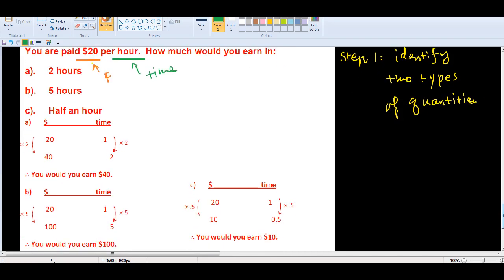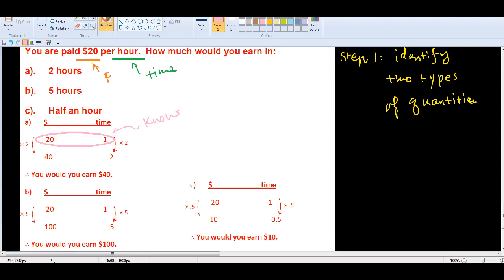In a double line method, you will write your answer like this. First, you need to identify the two quantities: that's the money, the pay, and the time, as two columns. And then you write the pair of values. You know that's the first pair, which is given by the question. So it's already known.